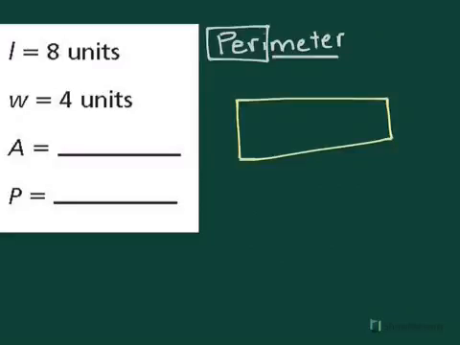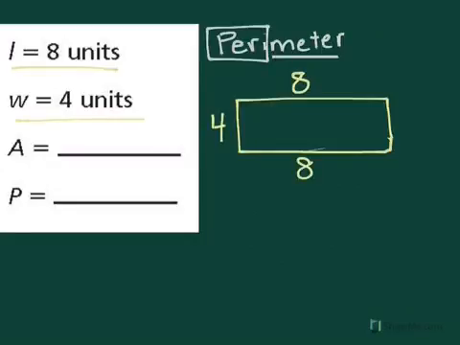And I'm going to look over here and I know my length is 8 units. So if this side is 8, this side must also be 8. I don't have the most perfect rectangle here. Let's see if I can even it out a little bit. There we go. Okay, so then my width is 4 units. So if this side is 4, then the parallel side is also 4.